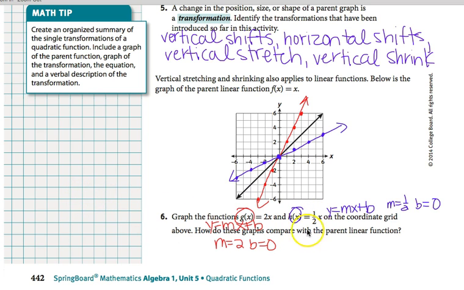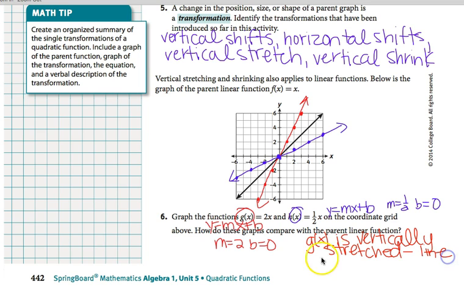All right, so number 6, the question that it asked after we graph it, how do these graphs compare with the parent linear function? So if we look at what's in red, our g of x, where it was a 2, this is a vertical stretch. So g of x is vertically stretched. Now, we can't say skinnier when it's a line and not a parabola, but what we can say is that it's steeper. So we would say the line is steeper.